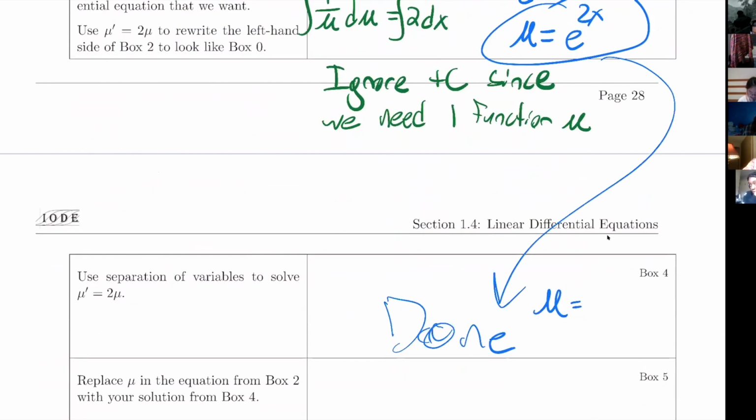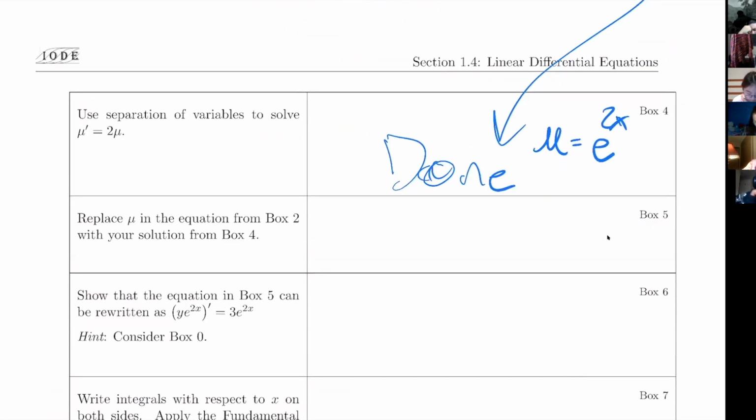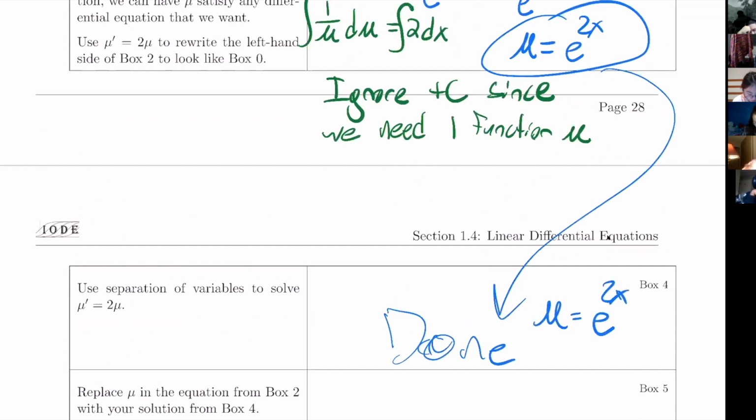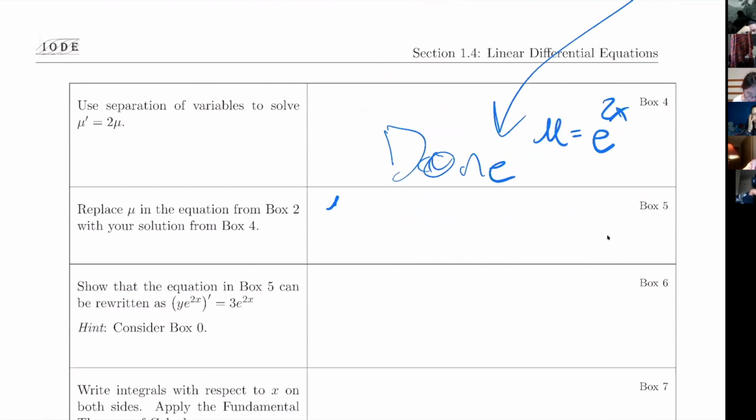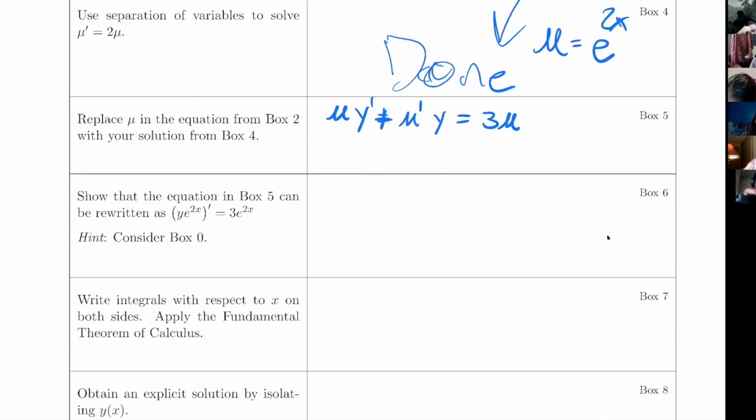So we did this box already, right? So this is saying solve that differential equation above, which we found to be e to the 2x. And so let's plug this back into the differential equation that we had up here at this stage. The whole point was we wanted to find the function mu that's going to make the left side look like something that was a product rule. And so I can now plug in that we have e to the 2x, and then my mu prime would be 2e to the 2x, and the right side is 3e to the 2x.